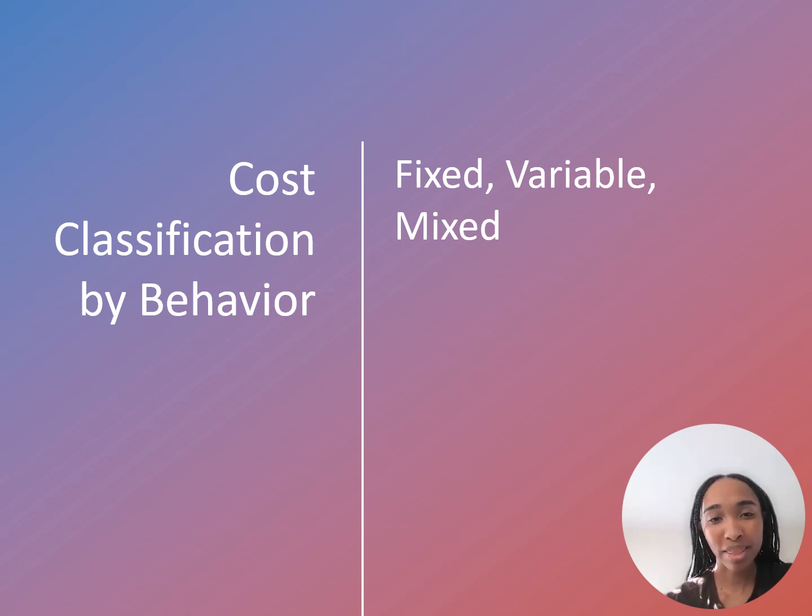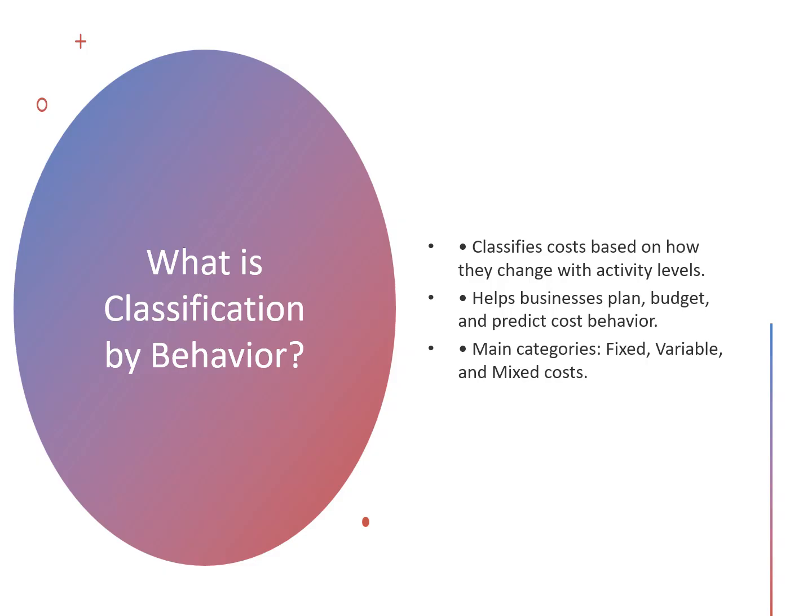And so in this video, we're going to be looking at cost classification by behavior. When we classify costs by behavior, we're looking at how costs respond when production or sales volume increases or decreases. Do they stay the same? Do they rise with output? Or are they a mix of both? We group them into three categories: fixed, variable, or mixed. So let's break these down.